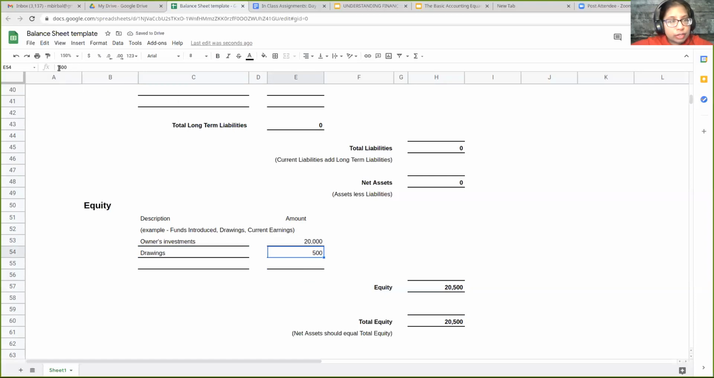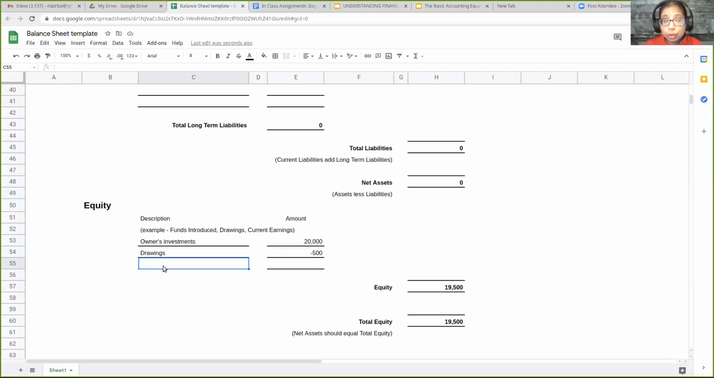All right, so let's use, for example, 500 as the drawings, and we would have to put minus over there, right? Because he's taking it out of the business. Okay, and what else goes here would be what the business has in profit. Now, I know we did not speak about profit as yet. That will be in the next video.